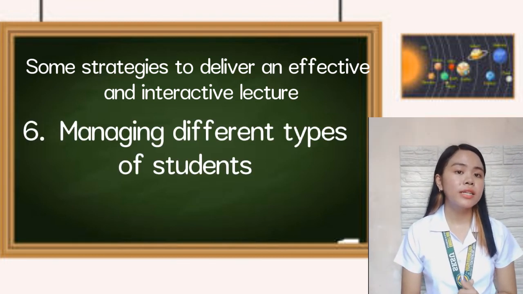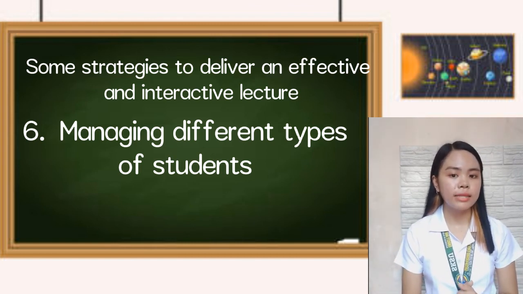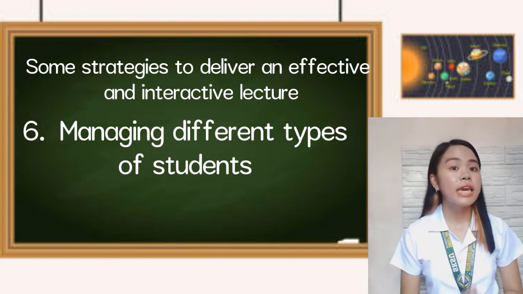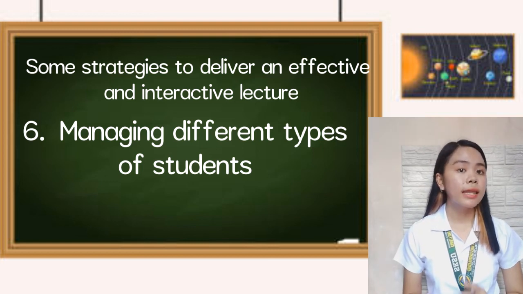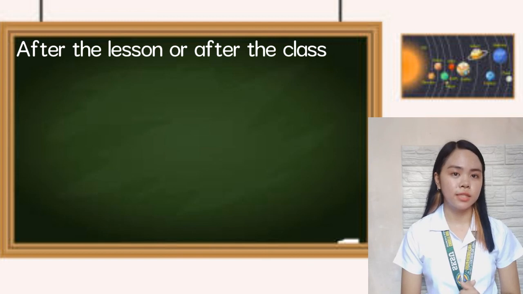Sixth, managing different types of students. When we say managing different types of students, it talks about students that have different characteristics inside the classroom. Example, the hostile one, the vocal or the know-it-all student, the interrupter, the silent observer, the latecomer, and last, the early leaver. So those are some strategies to deliver an effective and interactive lecture in presenting your lesson plan during the class. And now let's proceed to the last stage of lesson planning.